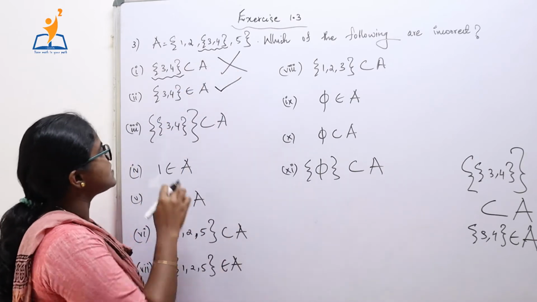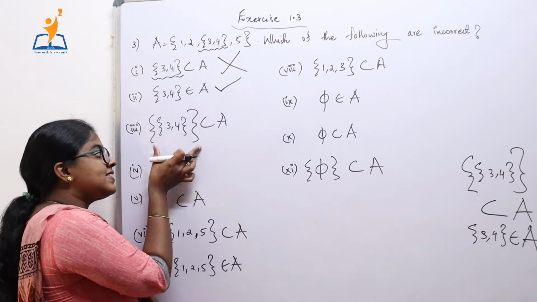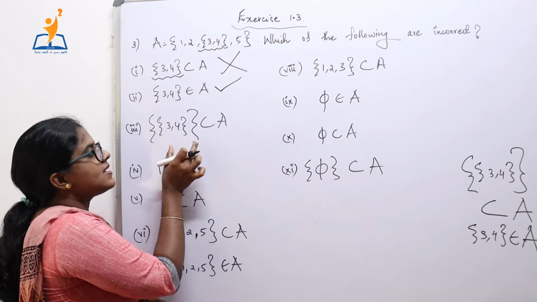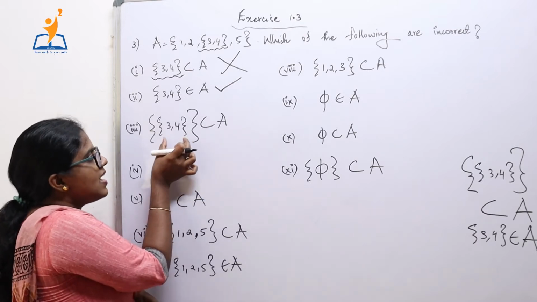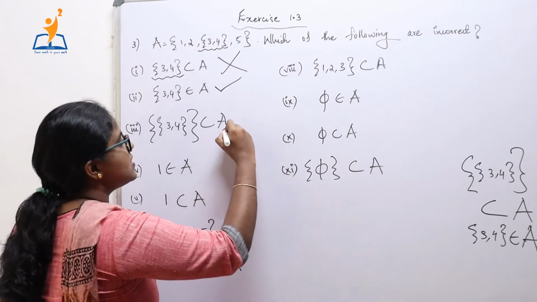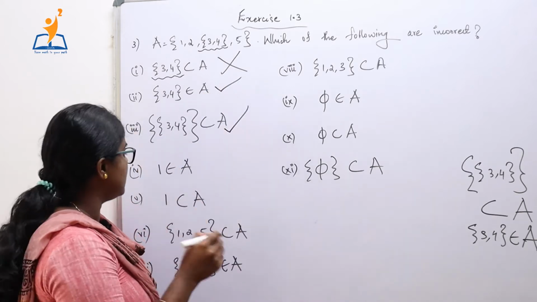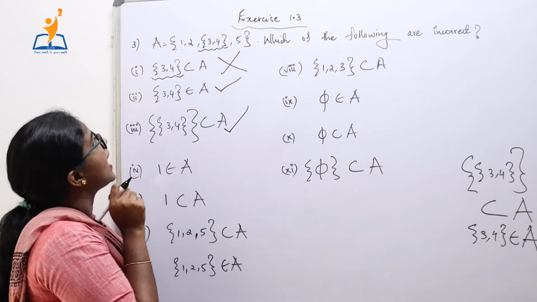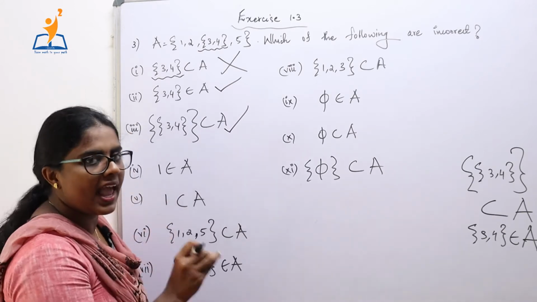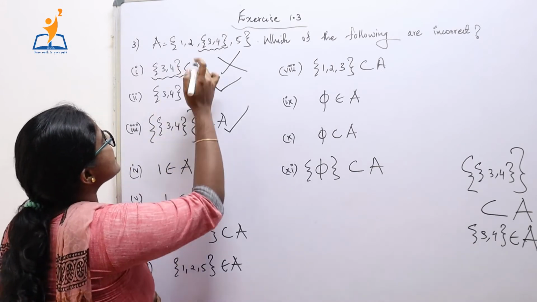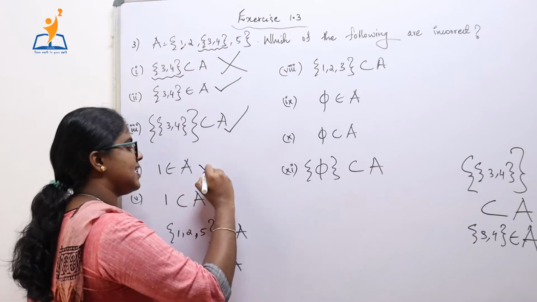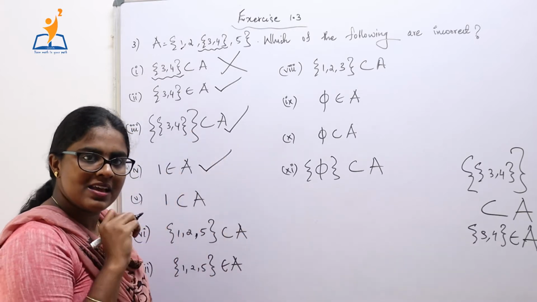Moving on to the next question. Here we have the set containing the element {3, 4}, and that particular set is a subset of A because the element {3, 4} is present in A. Therefore this is a correct statement. Now 1 belongs to A. We have to check whether 1 is an element of the set A or not. Looking into set A, we have 1 as an element of this set A. So we can say that this particular statement is correct.